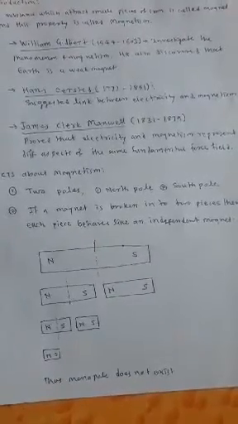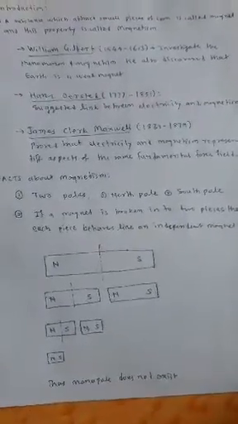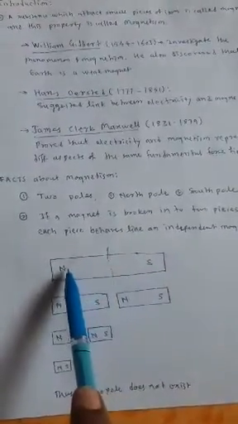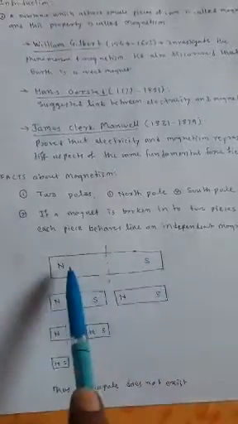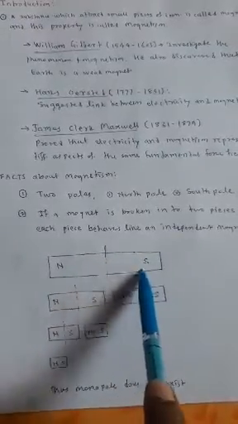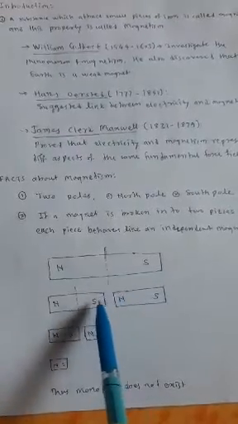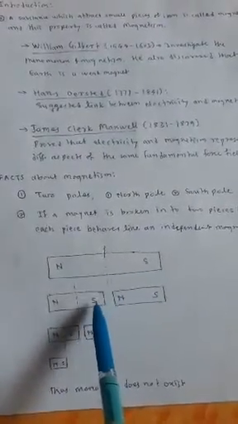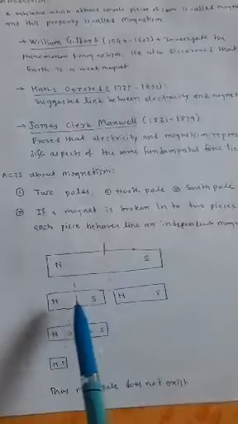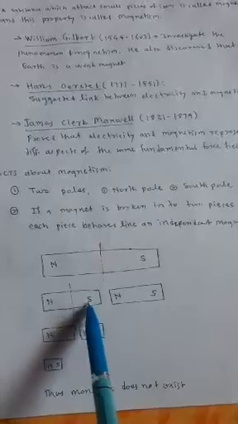Again, the next important property of the magnet is this: if we cut a given magnet into two pieces, we know that the magnet consists of two poles, north pole and south pole. When we cut this magnet into two parts, there is a formation of poles. S pole is formed at one side and N pole is formed at the other side. Therefore, a new magnet is formed having two separate poles, north and south.